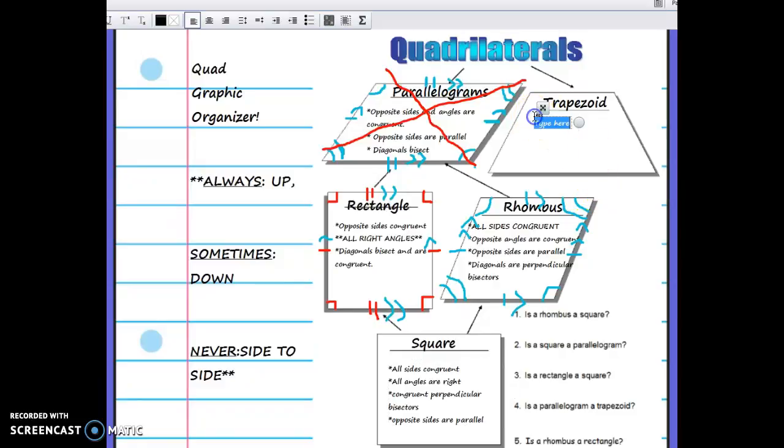Okay, finally, we have a trapezoid. So we have exactly one pair of parallel lines. This would be the opposite sides.